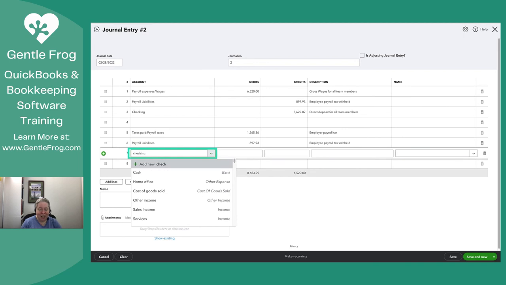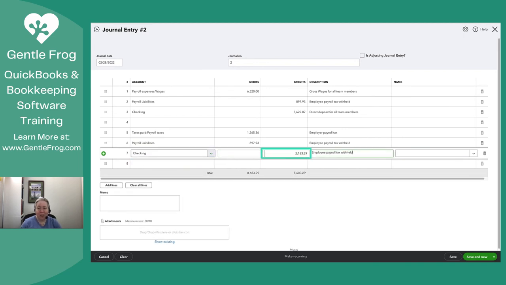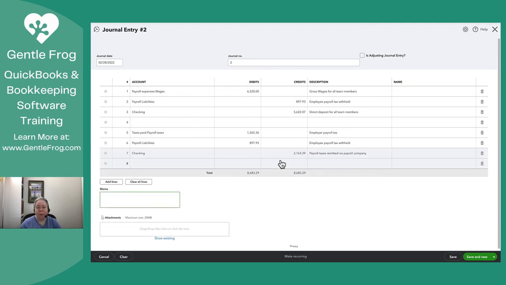So the last thing to happen is that I'm going to enter the amount of money that gets deducted from my checking account. So payroll taxes. Taxes remitted via payroll company. Okay, so what happens is the payroll company takes out money for the direct deposit and they take out money for the payroll tax, the employer tax, the employee tax.